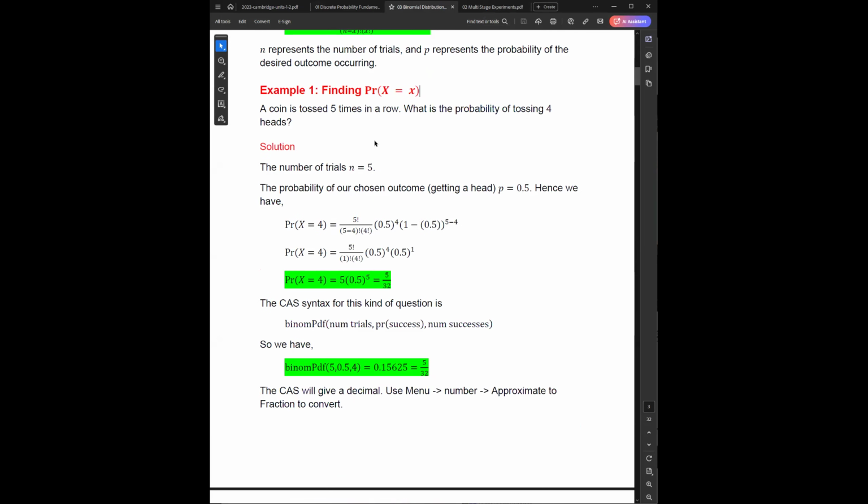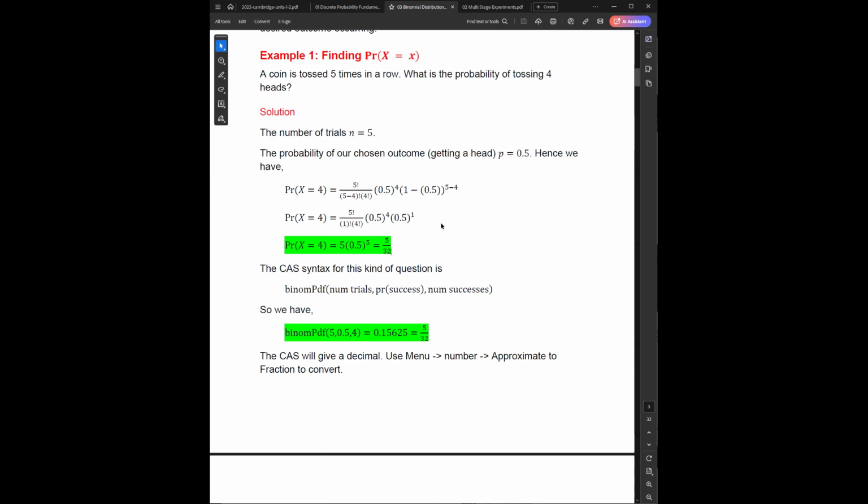So if you want to find the probability of X equals x, right, that's just finding a specific value. Then you use the Bernoulli sequence as is. Coin is tossed 5 times, so n is 5. For the probability, I guess this one you have to know that a coin toss is 50-50. So you put your probability of success as 0.5, your n is 5, and x is 4, because you want to toss 4 heads. Simplify, simplify, simplify, and you get your answer.